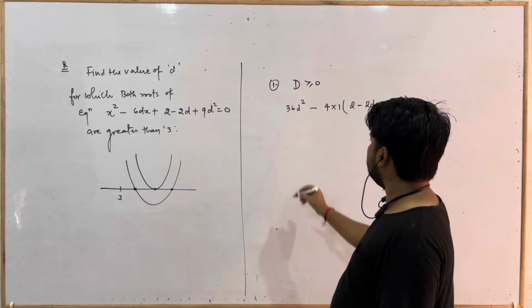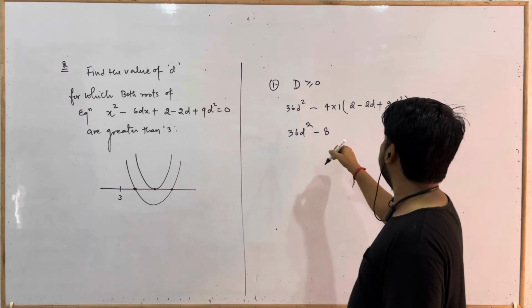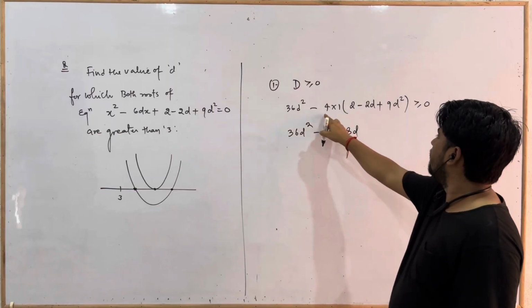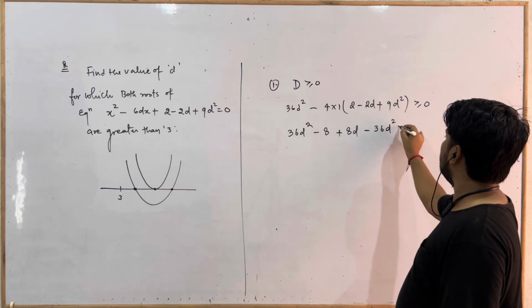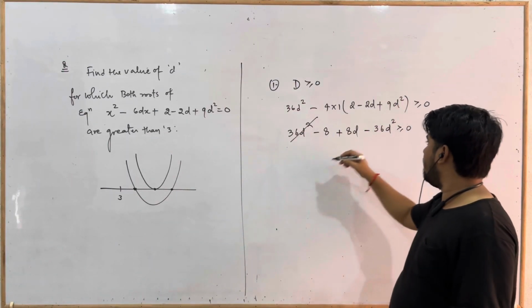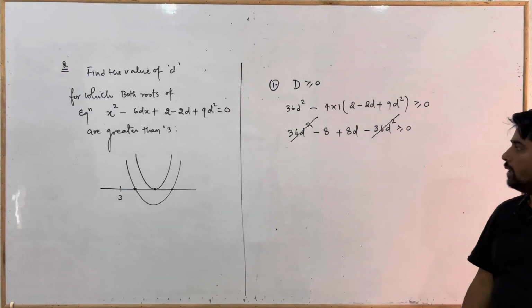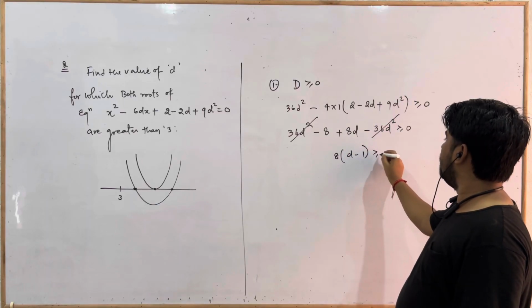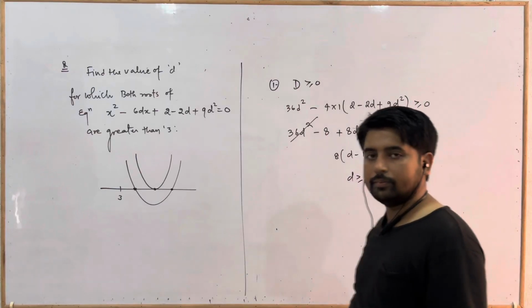Let's simplify this one. So 36d square minus 8, and minus minus plus 8d, and minus 36d square, greater than or equal to 0, right? The 36d square and minus 36d square cancel out. If I take 8 common here, this is d minus 1 greater than or equal to 0. So from there I can say d is greater than or equal to 1. Done.